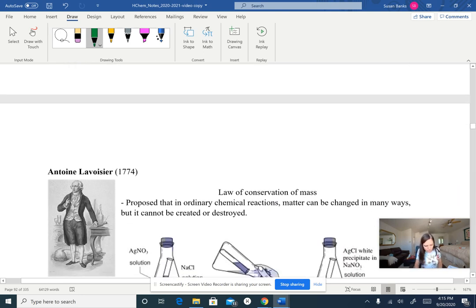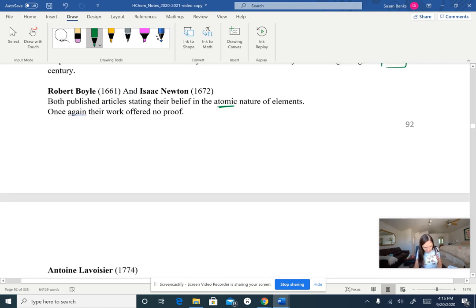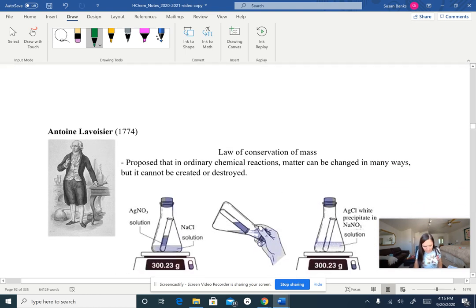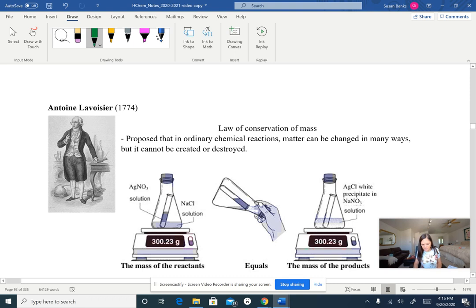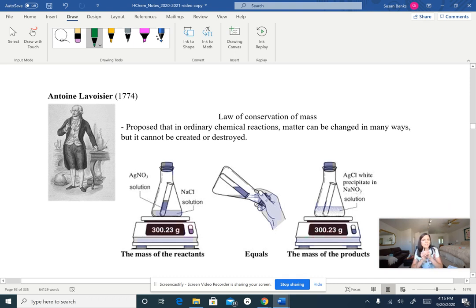Then about 100 years later, we get a guy named Antoine Lavoisier. Now this guy was from France. He was an interesting guy. He was in Napoleon Bonaparte's cabinet. He was his scientific minister, or the minister of science. He married a very rich lady, and he used her money to do his experiments.